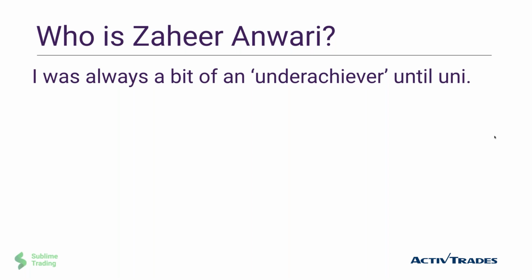For those of you guys here in the UK, you'll understand that a 2.2 is one off the bottom. The worst you could get is a third. In fact, the worst you get is a fail, I guess. But you get a third and then a 2.2.